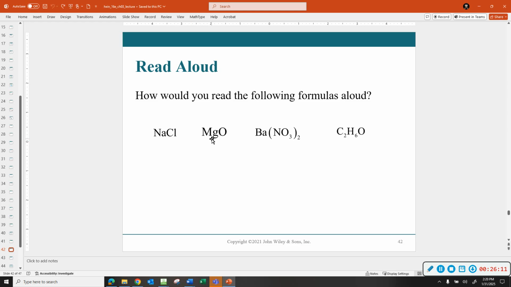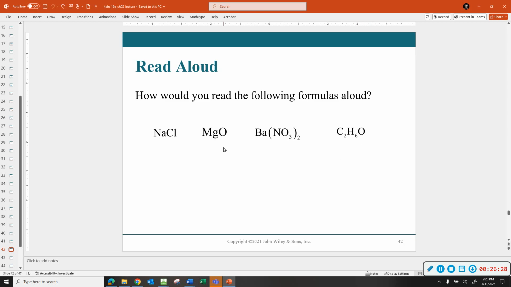This would be magnesium oxide, barium nitrate, and this actually has an organic name. This is a type of sugar.